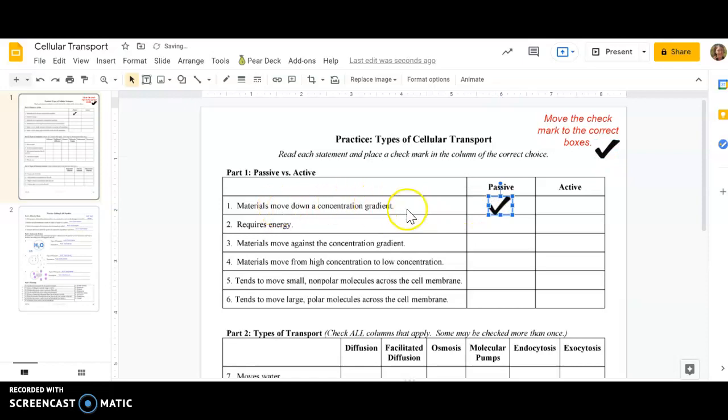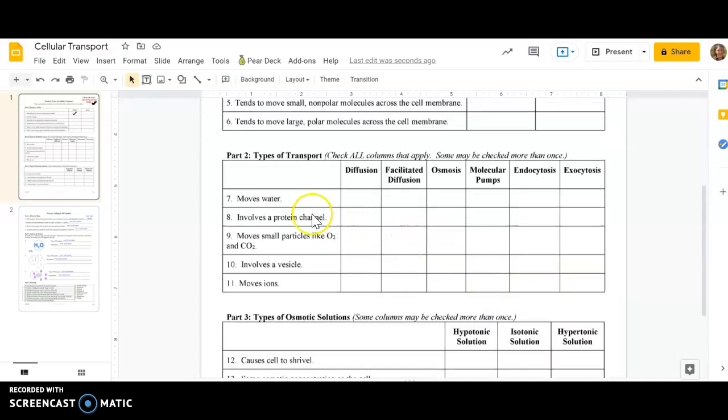Materials moving down a concentration gradient, or think down a hill from high up to low down. High concentration down to low concentration is passive. No energy is required. It naturally happens because your body's always trying to balance things. All right, so you're going to go through and identify those.